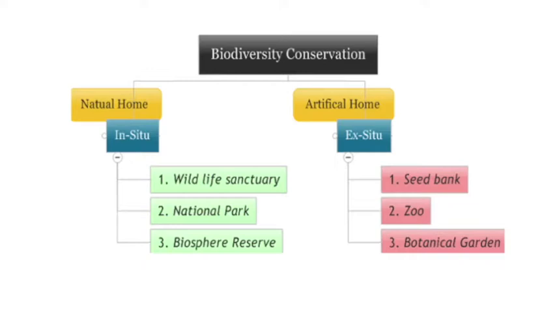There are some biodiversity hotspots that we have in our country. They are like the Western Ghats, I mean the Kerala region, the Western Ghats. Number two is Sri Lanka.